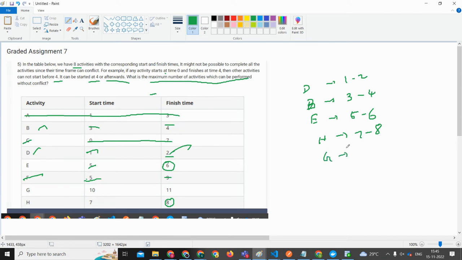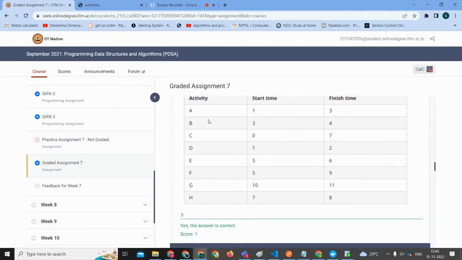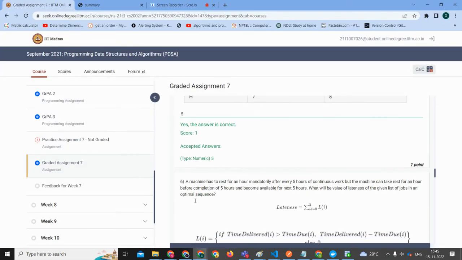And then G, right? In this case, 10 to 11. So you can have a maximum of 5 tasks done. Hence the answer is 5.